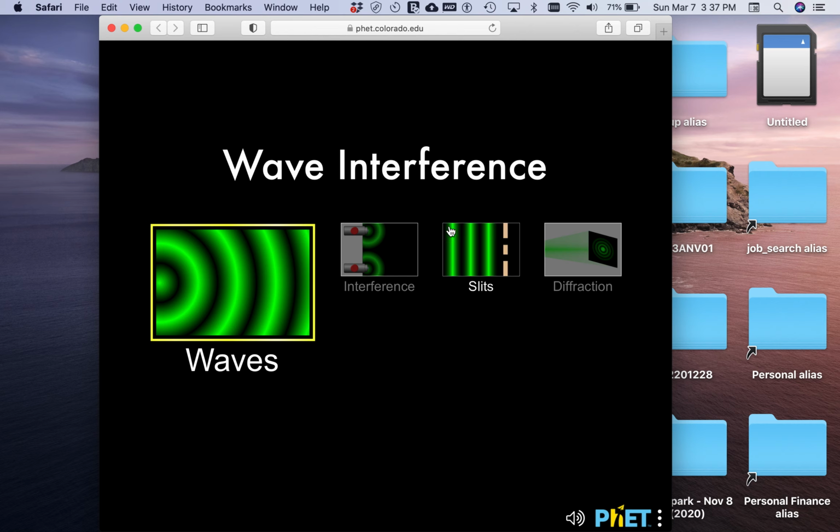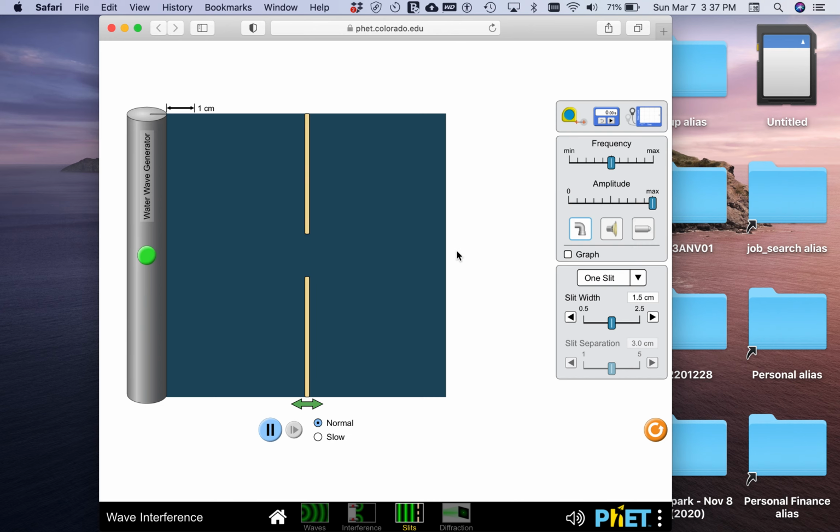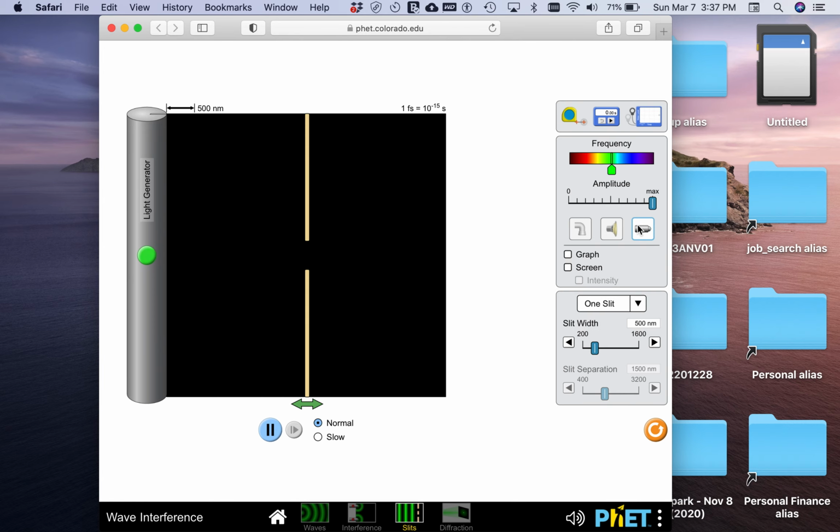Okay, so for this part we have to go to slits. Once students get there, they can familiarize themselves with the features. The important thing we are going to use here is this. First of all, we will change from one slit to two slits. And for the source, instead of water, or sound wave, we will use the light source here, which looks like laser light.